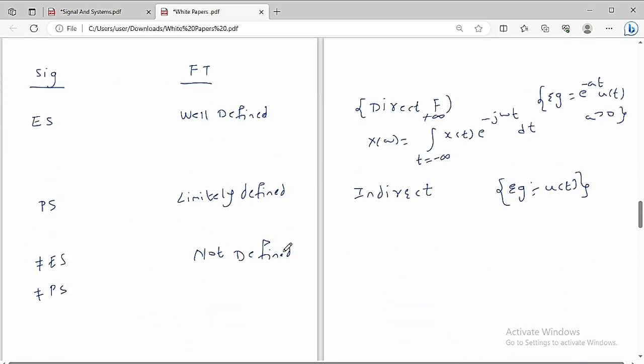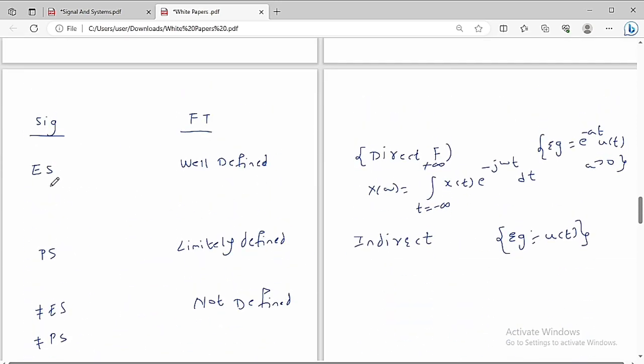So finally, I can say that if a given signal is an energy signal, meaning it is absolutely integrable, then the Fourier transform is well defined for each and every value of omega, and with the help of direct formulas, we can get the corresponding Fourier transform. But if a given signal is a power signal, meaning it is not absolutely integrable, in that case the Fourier transform is a limited defined Fourier transform. So only for a certain range of omega it is defined. For other values of omega it is undefined, meaning it tends to infinity.